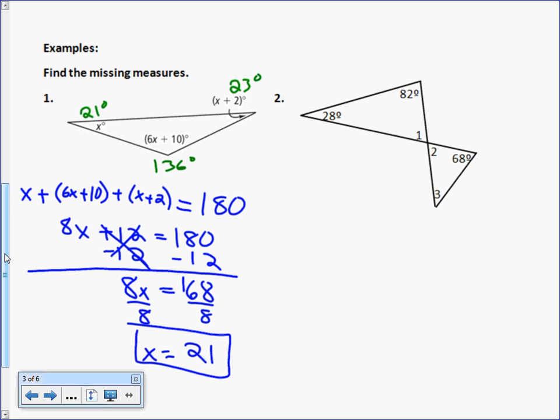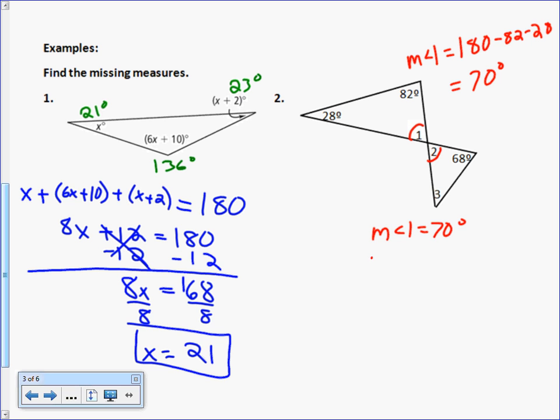Looks like we have two triangles stuck together here. These right here would be vertical angles, so that's something good. Angle 1 we could figure out because the measure of angle 1 plus 28 plus 82 would be equal to 180. So the measure of angle 1, we'll skip ahead, is equal to 180 minus 82 and minus 28. That would be minus 110, so that would be equal to 70 degrees. So that's the measure of angle 1.